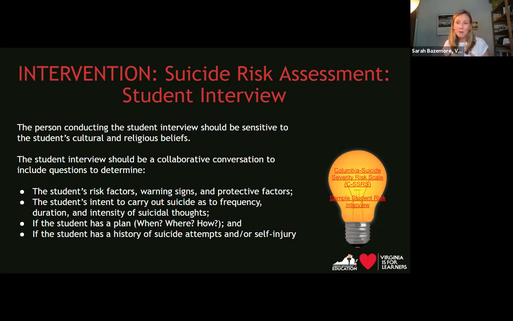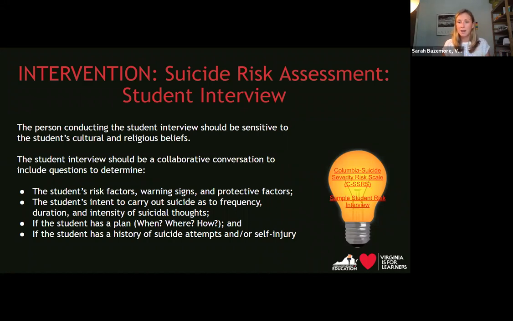So one thing we also need to make really clear is that the student interview is something that should be conducted by someone who is trained to do so, which means they are a mental health practitioner. So a school counselor, a school psychologist, a school social worker, those are the folks that you want doing this interview.